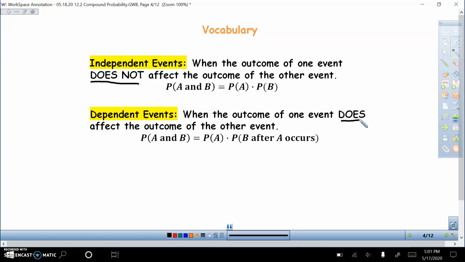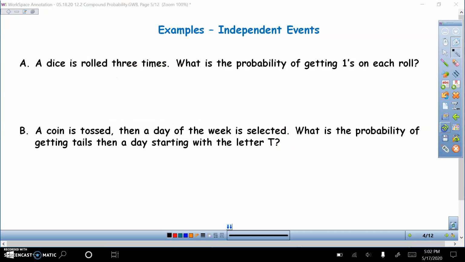So we have our two different formulas. We have our probability of A and B for both. For an independent event, you take the probability of A happening times the probability of B happening. For dependent, you have the probability of A happening times the probability that B occurs after A. So the probability of event B happening depends on what happened the first time. So let's look at some examples.